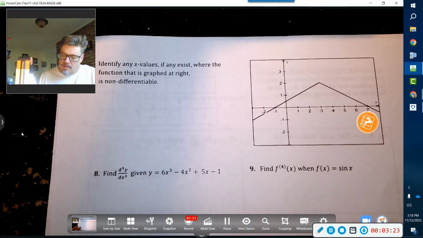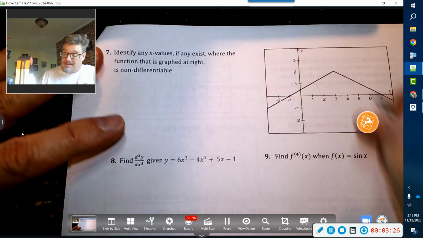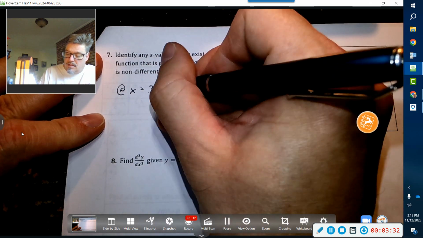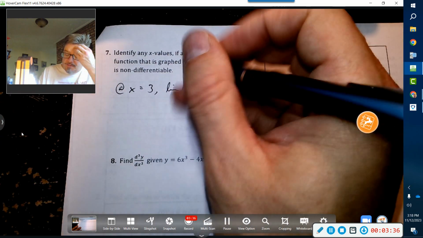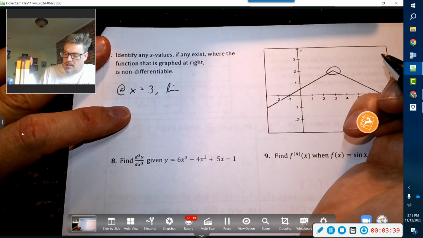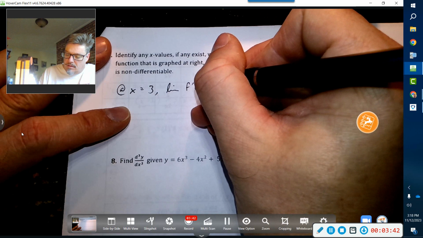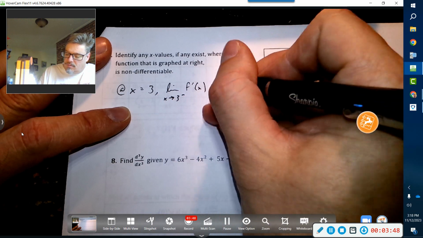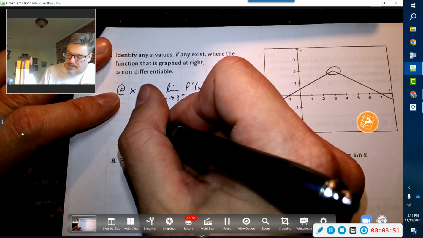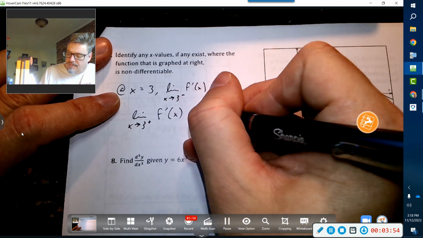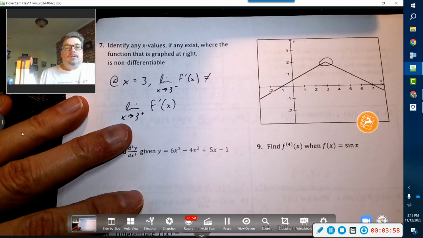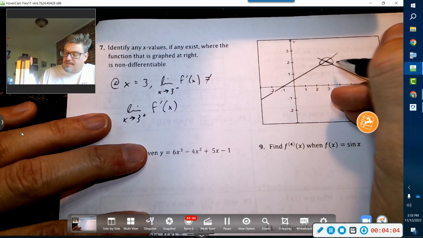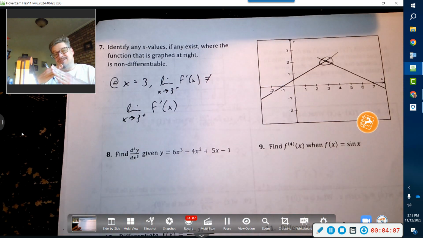Identify any values of x where the graph of the function is non-differentiable. Well, I just kind of talked about that right here. We would say at x equals 3, the limit of the derivative of f of x as x approaches 3 from the left does not equal the limit of the derivative of f of x as x approaches 3 from the right. Okay, so it is non-differentiable, because this side wants to go positive, this side is going negative, and so those two limits do not match each other. That causes the sharp point. So there we go.